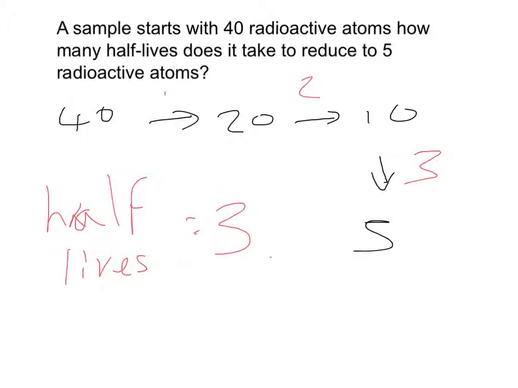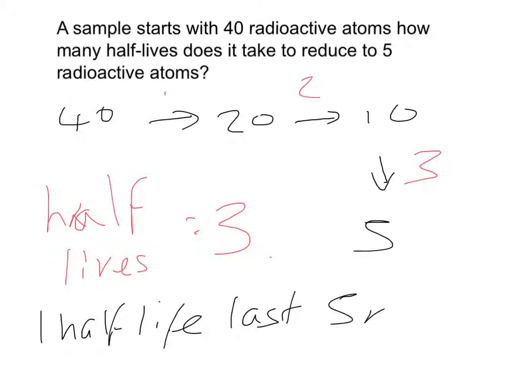Now if, for example, we're given that one half-life lasted 5 minutes, another question could be how long would it take to get to 5? So in that case, you would do 5 multiplied by 3, because you had 3 half-lives, which gives you 15 minutes. And that pretty much covers everything there is about radioactive half-life.